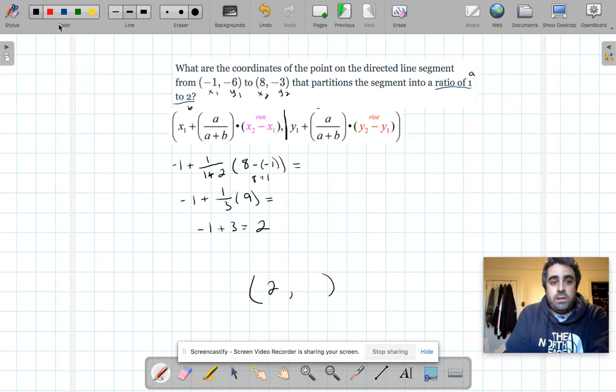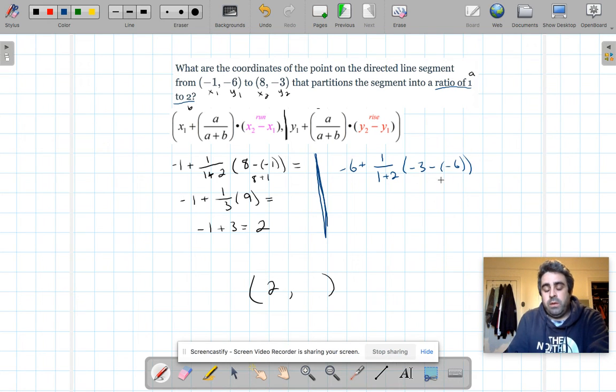So now what we do is basically just repeat the process for the y coordinates over here. So y1 we know is -6. We know the value of A is again still 1. A is 1 plus B is 2. So I'm just plugging in 1 here, I'm plugging in 1 here, and I'm plugging in 2 here. We know y2 is -3. And finally, we know y1 is -6.